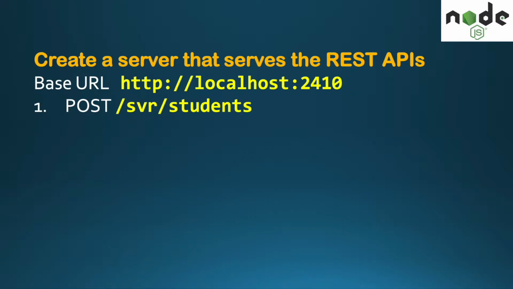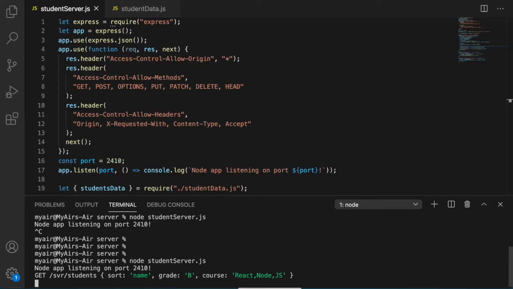So continuing with the example that we were doing, the server students, what do we need to do here? We need to define a post /server/students. So what does this mean? What this means is that we will get the details of a new student and we will create that student in our server. So let us go back to our code and see how do we make that.